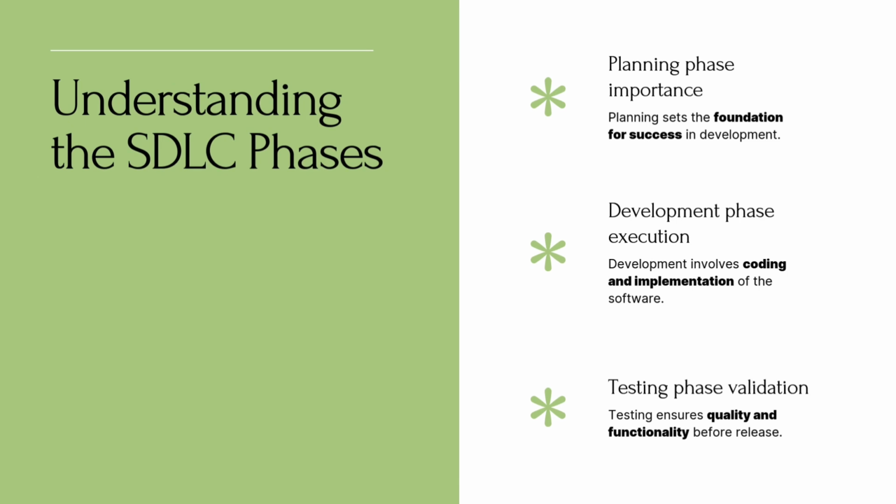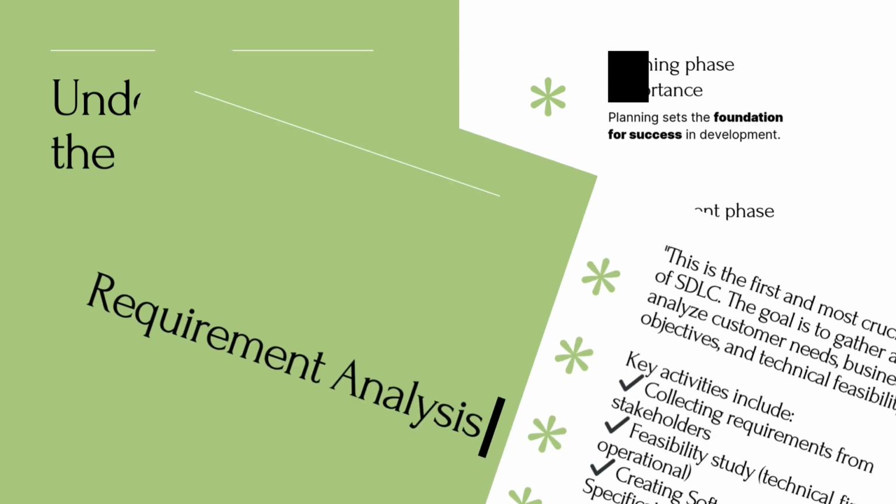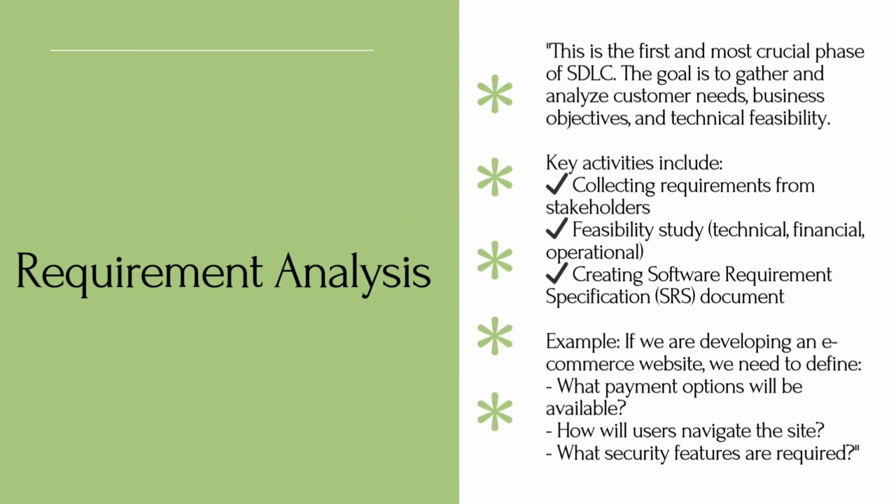Let's discuss the phases of SDLC. The first phase is requirement analysis. This is the first and the most crucial phase of SDLC. The goal is to gather and analyze customer needs, business objectives, and technical feasibilities. Key activities include collecting requirements from stakeholders, feasibility study (technical, financial, and operational), and creating the software requirement specification, that is, the SRS document.